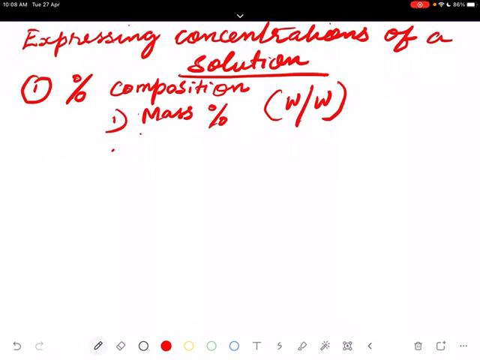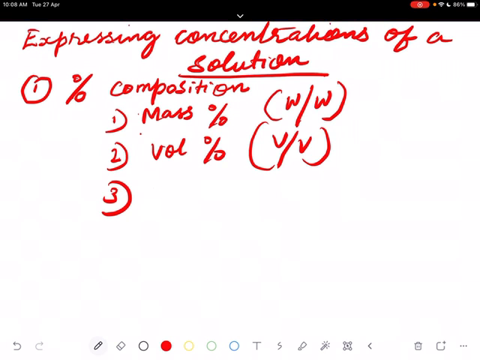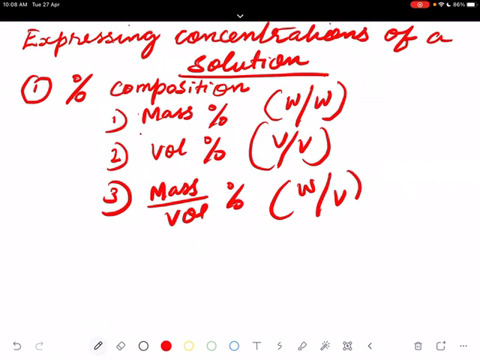Number 2, volume percent. V slash V. That is volume of the solute upon total volume of the solution into 100. Number 3, mass by volume. Mass by volume percent. That is W slash V.